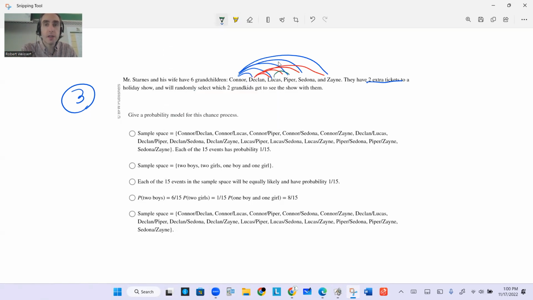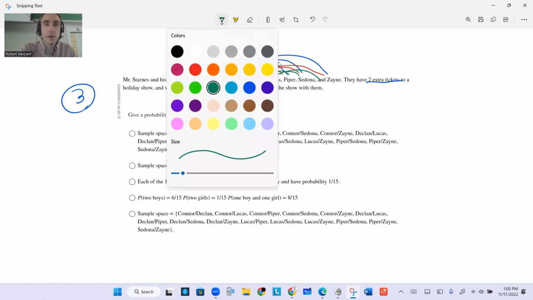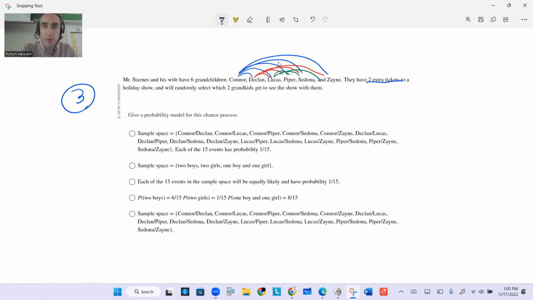And then with Lucas, that's going to be 10, 11, 12. And then finally, actually, a couple more. Piper is going to go to Zane and Sedona, 13, 14. And finally, Sedona and Zane have to be connected. So that's 15 total. Your sample space is going to be all of those different possible combinations. Let's read through: Connor Declan, Connor Lucas, Connor Piper, Connor Sedona, Connor Zane, Declan Lucas, Declan Piper, Declan Sedona, Declan Zane, Lucas Piper, Lucas Sedona, Lucas Zane, Piper Sedona, Piper Zane, and Sedona Zane. That's going to be your answer right there. That's going to list all your different possibilities out.